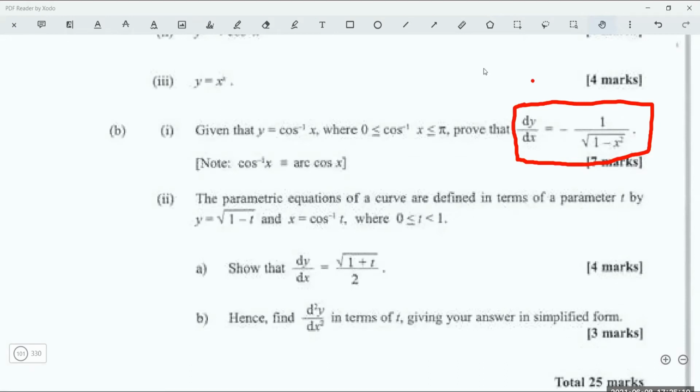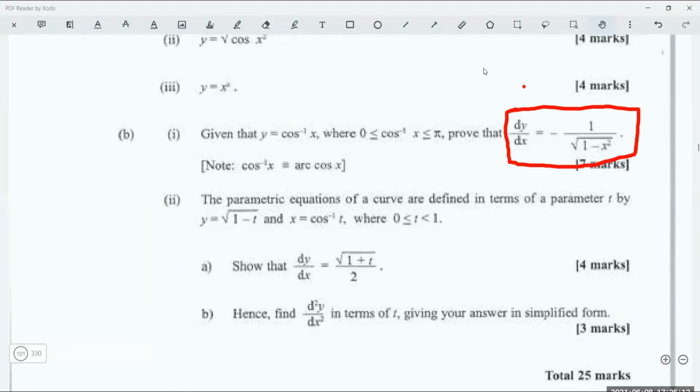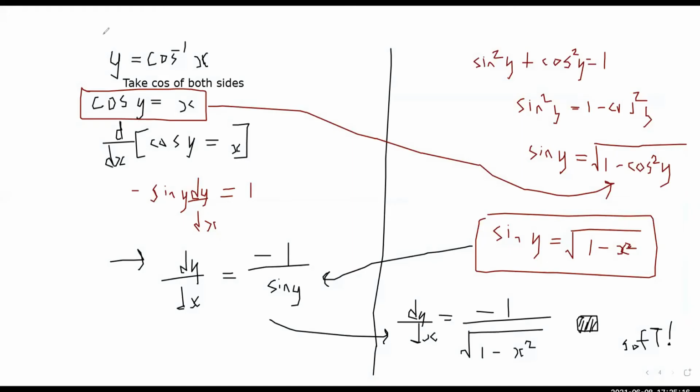All right, so y is the square root of 1 minus t and x is cos inverse of t. And then we need to show that dy by dx is going to be equal to some expression there. So first thing, before we even look at what we need to prove, is find dy by dt.